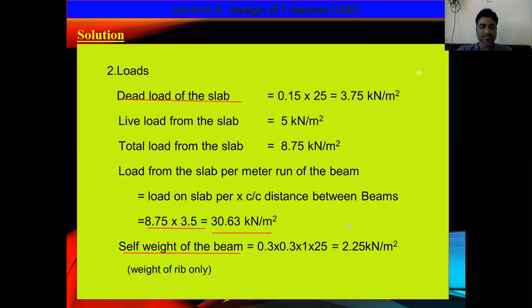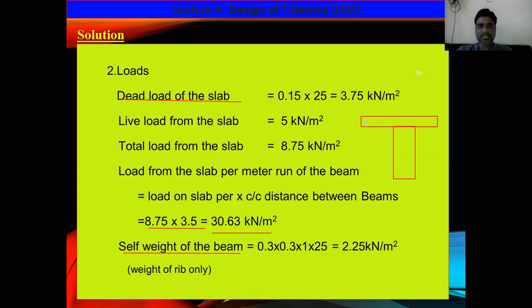So that means for the beam, you only need to add the bottom part, because the top part we already calculated; that is only slab. So you only need to take the web weight. Web is 0.3 into the overall distance minus the thickness of your flange. You will get 0.3 into 0.3 into 1 into 25, which is 2.25 kilonewton per meter.